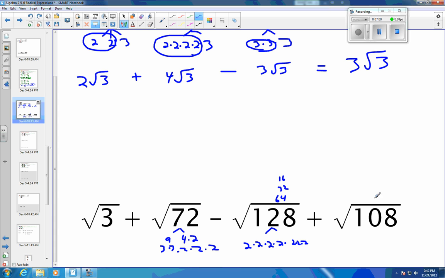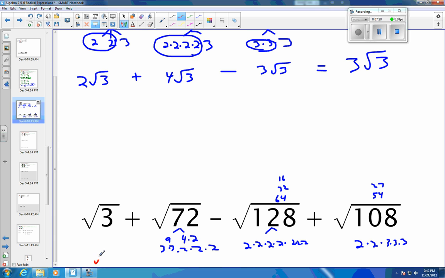I've got them all. Okay, 108, we just dealt with that one a few sections ago. It's going to be a 2, which is going to be 54. And then 54 is going to have another 2 in it, which is going to make that 27. And then that's going to be 3 times 3 times 3. Hopefully you've memorized by now, 27 is the 3 cubed. Okay, I'm ready to finish this problem up.